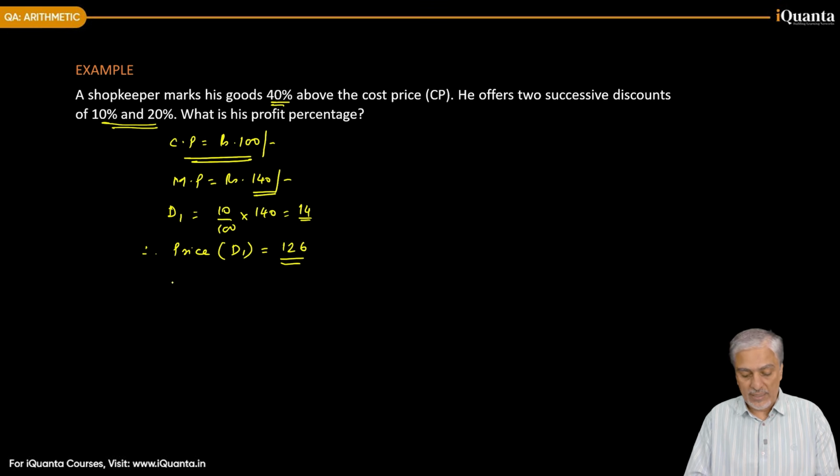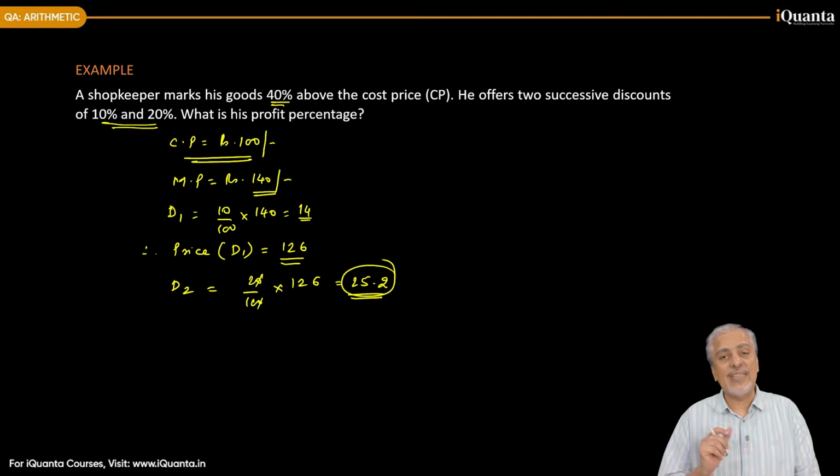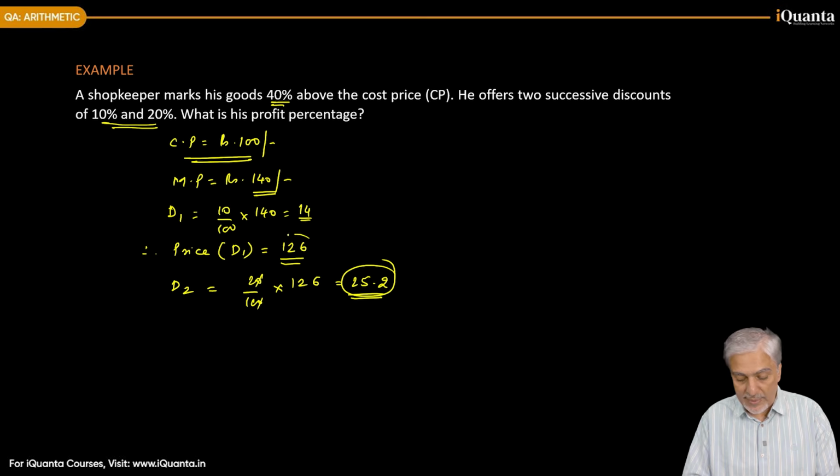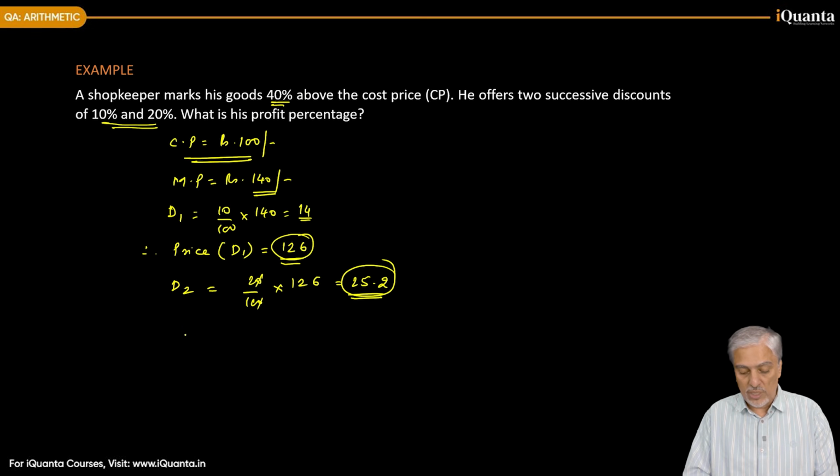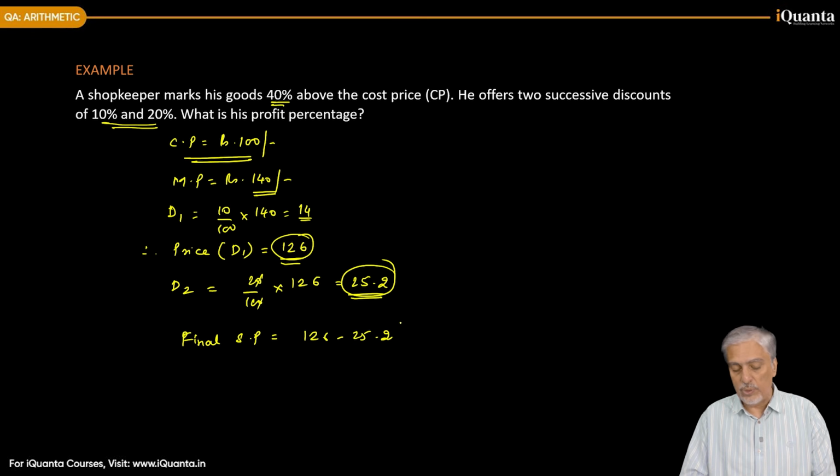We'll understand that. So the second discount will be 20% of 126. So 100 cuts out. 126 twos will be 252, right? 252 upon 100 will be 25.2. So we've offered the second discount of 25.2. From 126, we are offering 25.2 more. So how much are we left with? The final selling price will be 126 minus 25.2, which will be only 100.8.